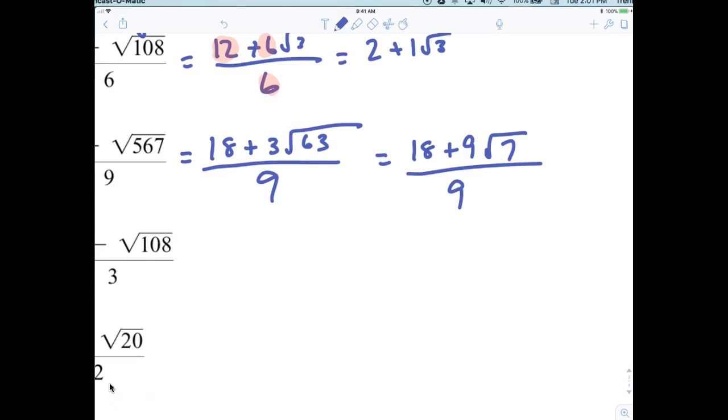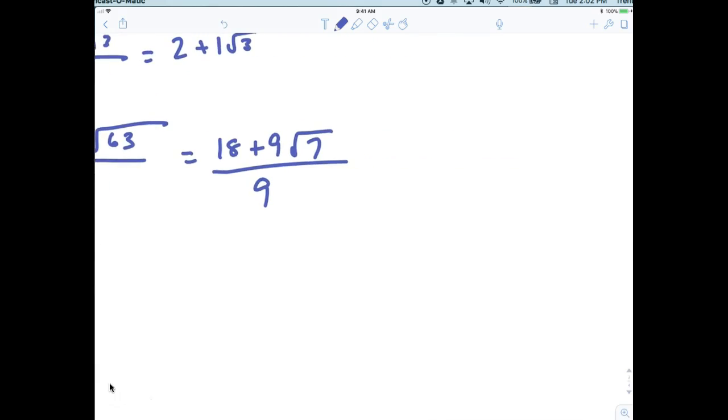All right, now again, I just broke down 567. I want you to be able to do that as well. All right, I chose 9 because I just added the digits up. 5 plus 6 plus 7 is 18. Therefore, I knew it was divisible by 9. All right. Now you can reduce that. So 2 plus radical 7.